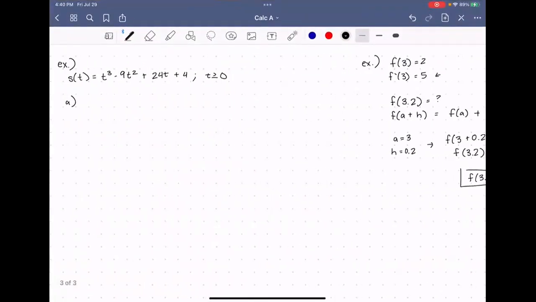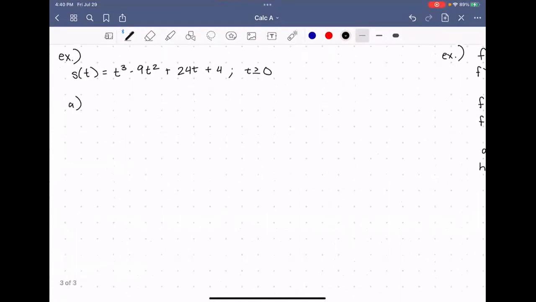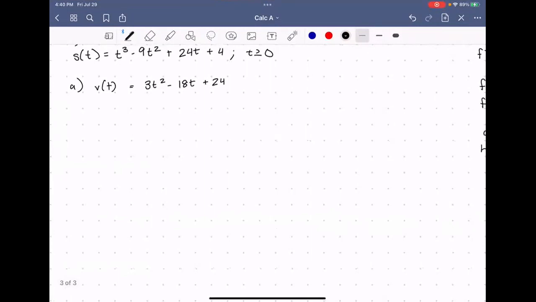Okay, I went ahead and wrote it. So we're given this formula here, and we want to find the velocity. Now remember, the velocity is the derivative of position. So we're going to go ahead and find the derivative in parts. 3t squared minus 18t plus 24 plus 0, because the derivative of a constant is 0. And that is all we need to know for part A.